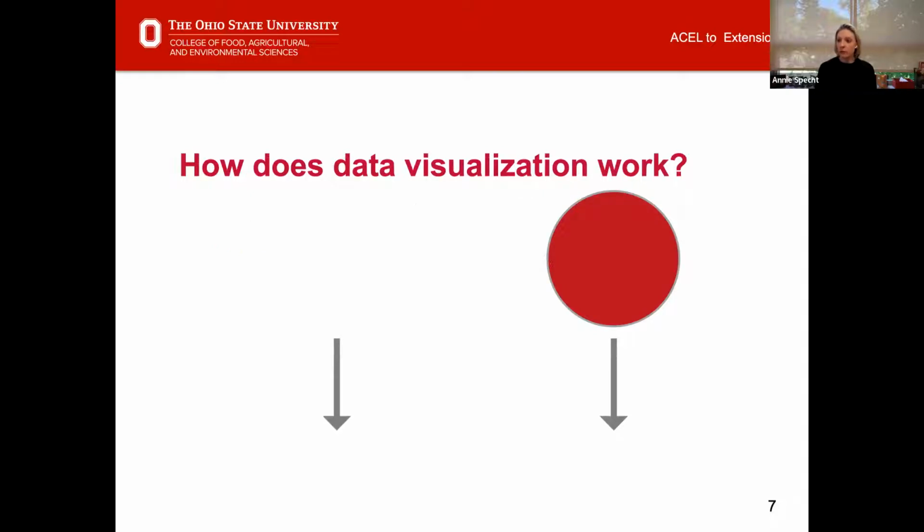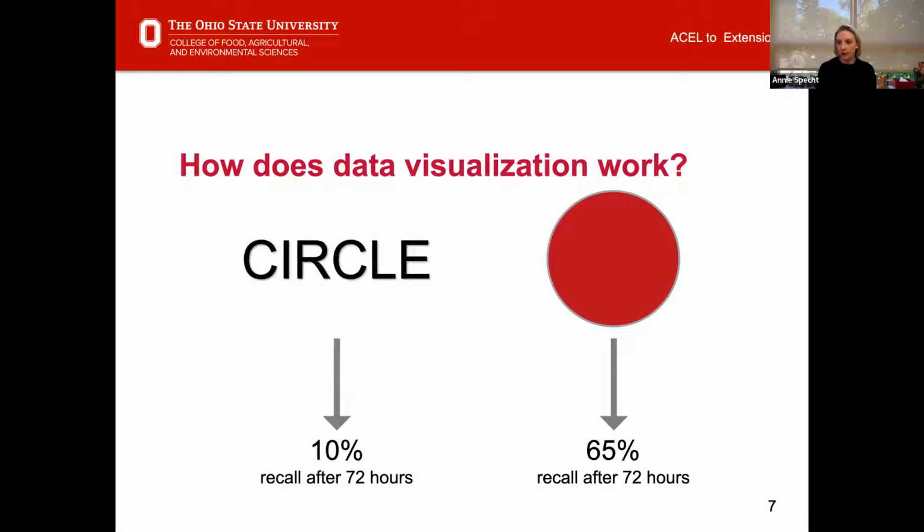So the pictorial superiority effect basically states that if you see a word, your ability to recall the word that you saw after 72 hours is about 10%. So about 10% of people can recall a word that they read a couple of days later. However, if you show someone a picture, that recall after 72 hours actually goes up to about 65%.